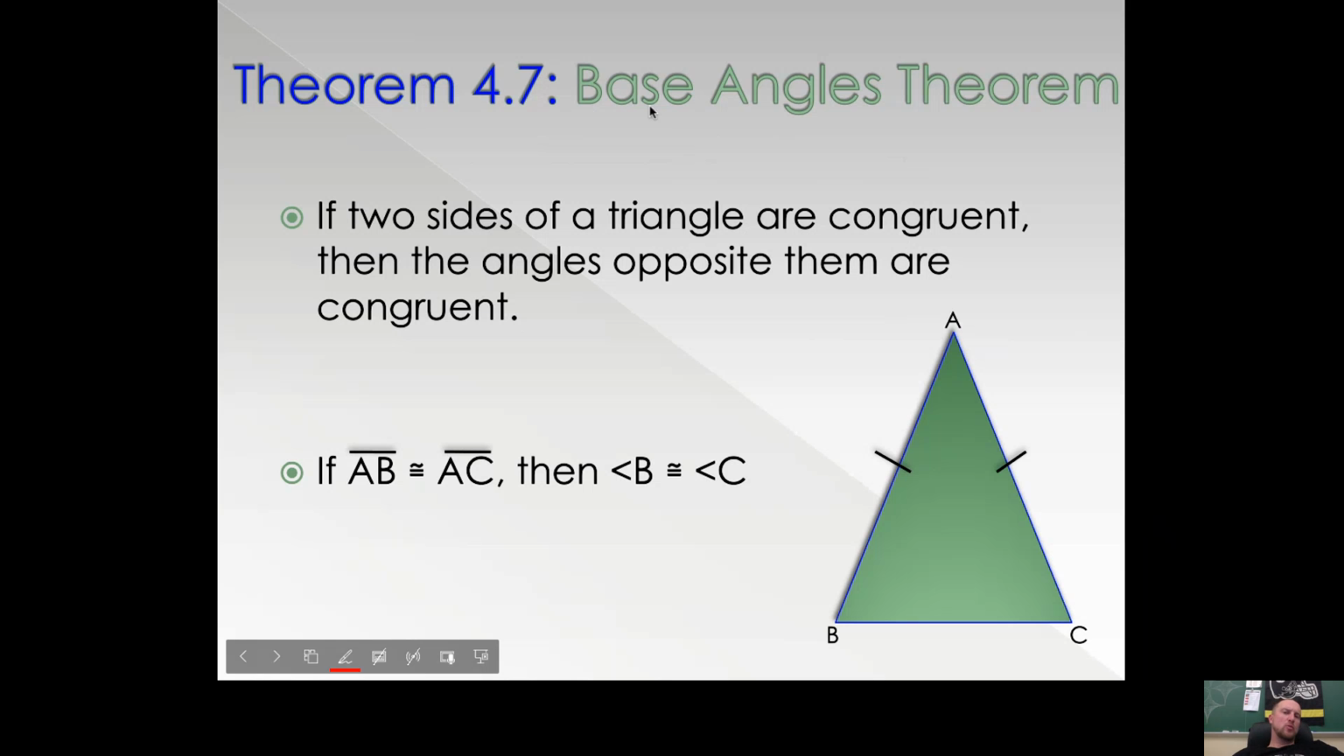So here's theorem 4.7. It's the base angles theorem. If two sides of a triangle are congruent, then the angles opposite of them are congruent too. So if these are your legs, that's your base. These are your base angles. Notice how across from this side is this angle and across from this side is this angle, and those are the ones that have the marks on them.